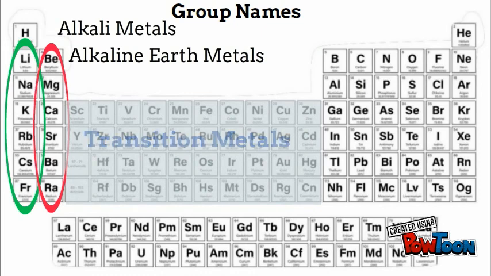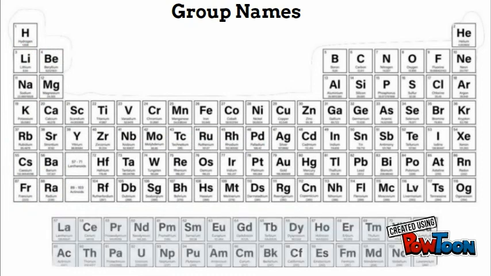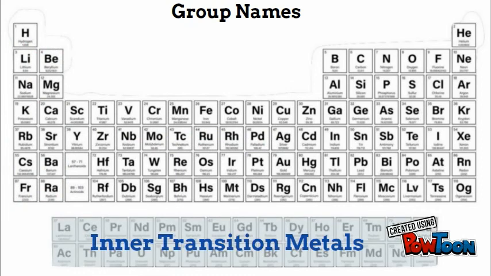This grayed section in the middle is called the transition metals. The section below it that's also in gray are called the intertransition metals. They belong in the periodic table as well, but they're put at the bottom to save space.